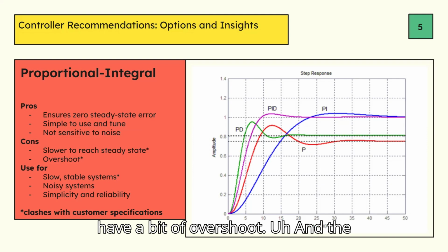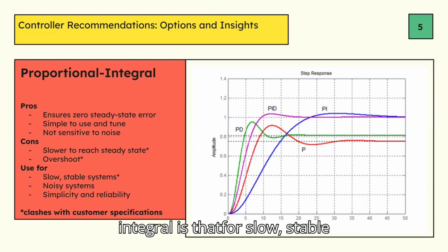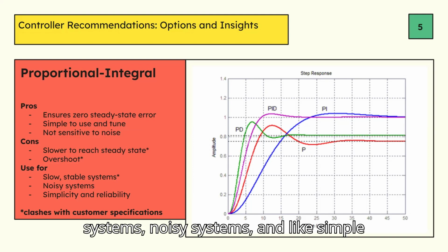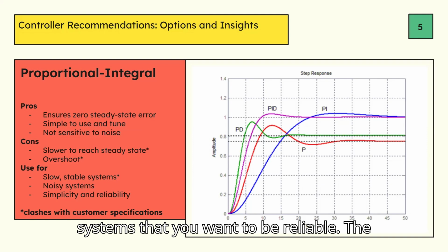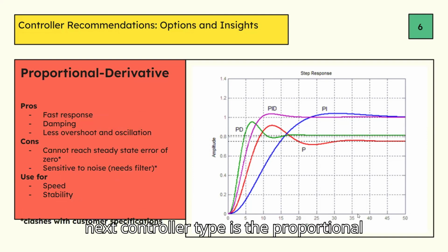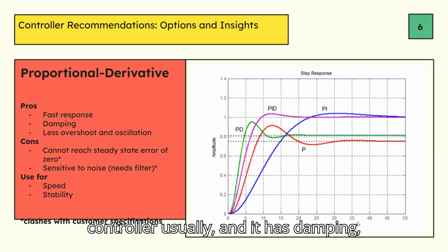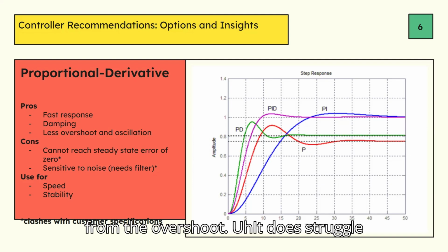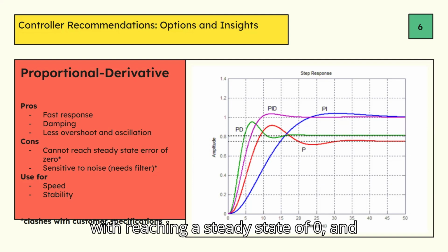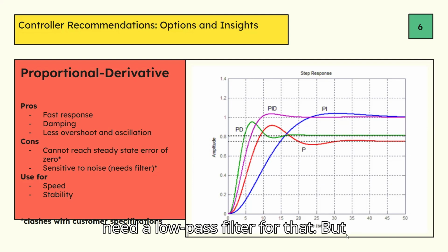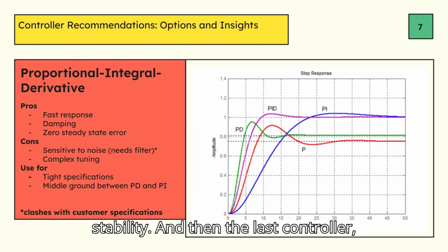The best use cases for the proportional integral are slow, stable systems, noisy systems, and simple systems that you want to be reliable. The next controller type is the proportional derivative, and this is usually a faster controller, and it has damping, which means it'll have less overshoot and it'll kind of remedy the oscillation from the overshoot. It does struggle with reaching a steady state of zero, and it's sensitive to noise, which, as mentioned before by Ryland, means we will need a low pass filter for that. But the best use case for this is speed and stability.